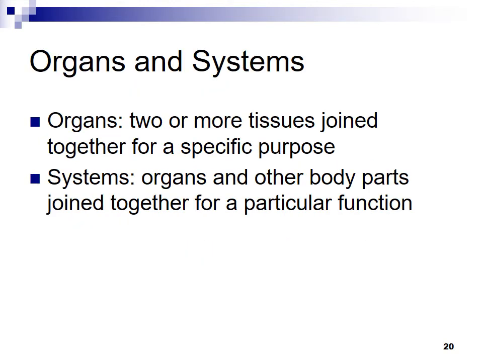So organs and systems. When we get two or more tissues that come together for a specific purpose, that's going to form an organ. So for example, in our stomach, we have several different types of tissue that come together to form that one organ that's going to have function. Now, when I add some other organs together with that stomach, for example, the liver and the small intestine and then the large intestine, that becomes then a system. So we've gone from just the stomach to the entire digestive system.